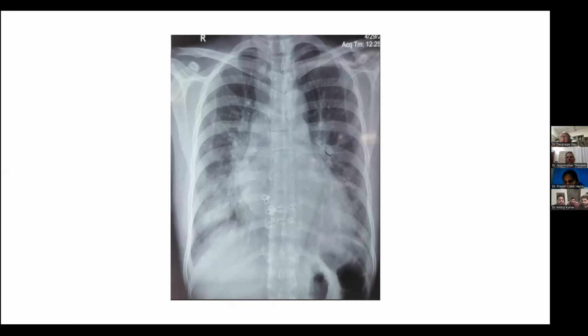So what will be the LA pressure here based on the X-ray? Am I audible? Yes, sir. KEM, please join us in the discussion. Based on this, I already said there is pulmonary venous hypertension. The patient has orthopnea, PND. What would be the pulmonary wedge pressure, isn't it, sir?